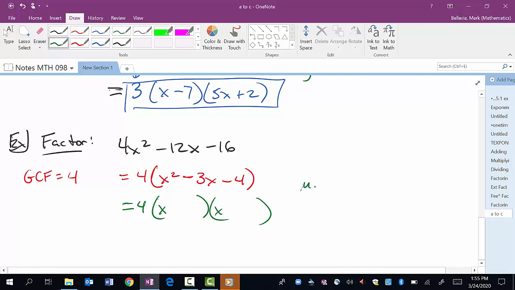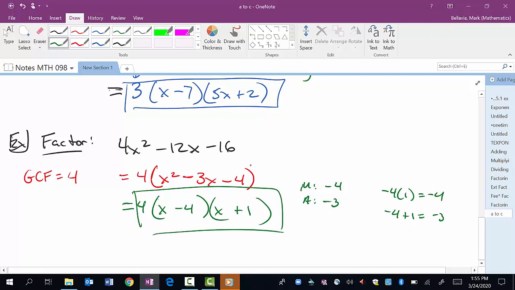And you want numbers that multiply to the last term, remember? So multiply to negative 4 and also add to the middle coefficient, which is negative 3. Finding the numbers that do that, negative 4 times 1 gives you negative 4, and negative 4 plus 1 gives you negative 3. So you could just substitute in with x minus 4 and x plus 1. And then it's factored. You shouldn't do the AC method on something that looks like this, because if you did, you'd be spending a lot more time just to get to the same answer.